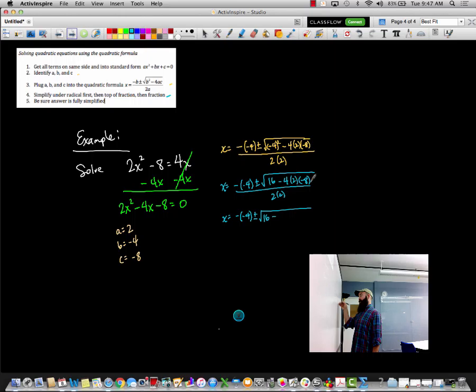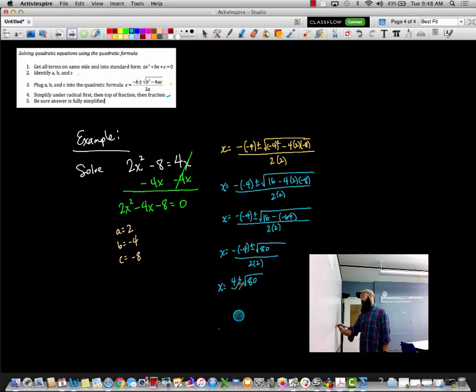4 times 2 is 8, times -8 is -64. And then we would combine those things inside the radical. So 16 minus -64 is 80. Then we would simplify all those numbers on the outside, like that.